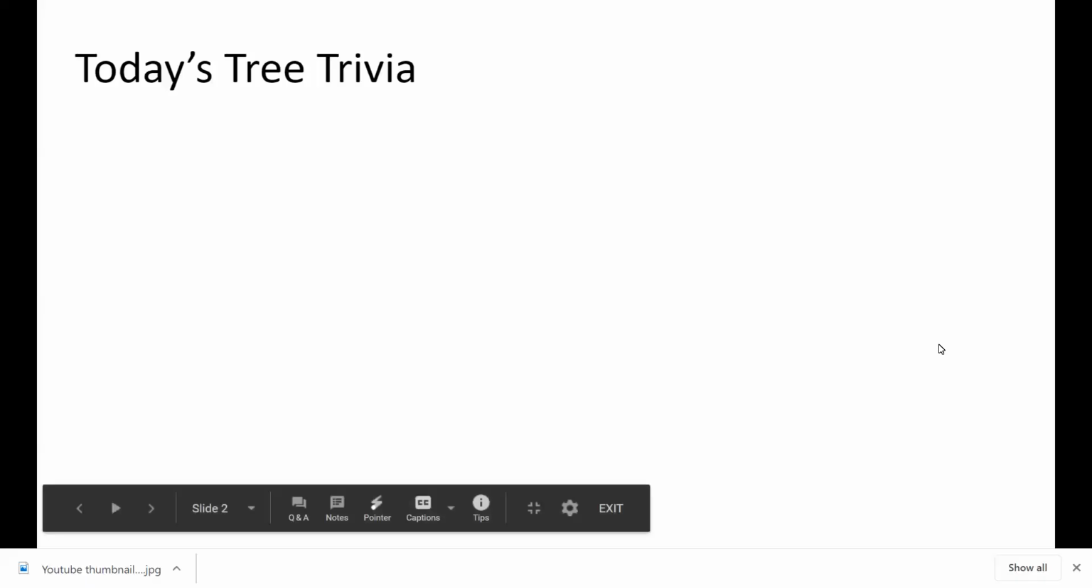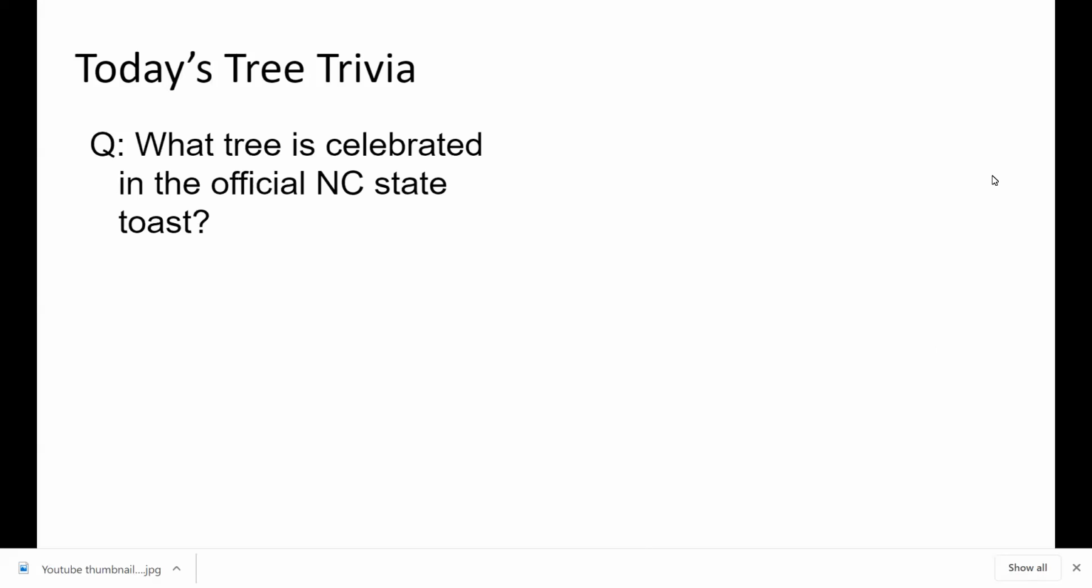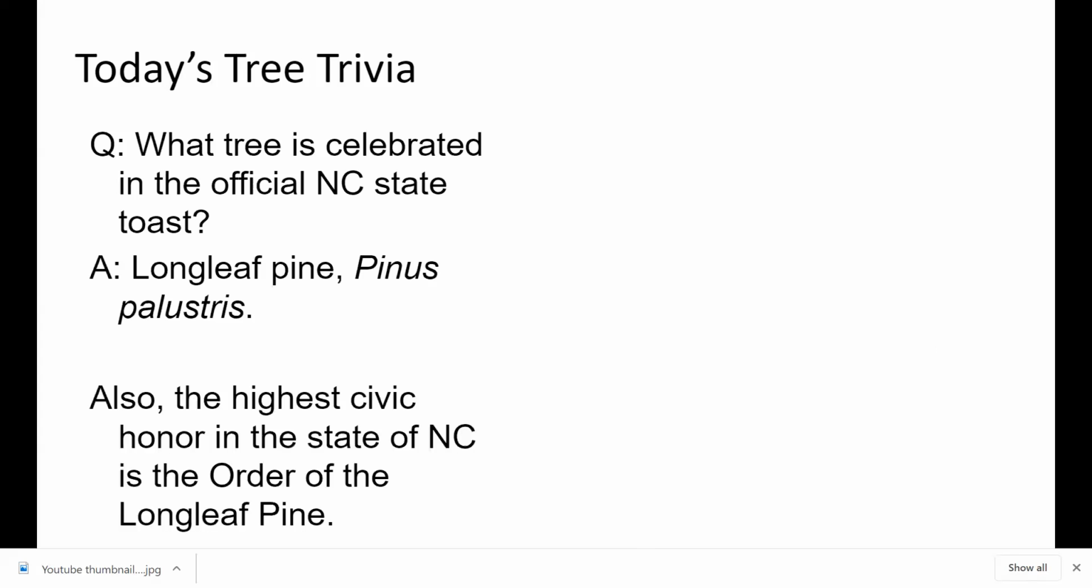So first, before we get started, today's tree trivia. What tree is celebrated in the official North Carolina State toast? Not NC State, but the North Carolina State toast. So the answer to that is the longleaf pine, Pinus palustris.